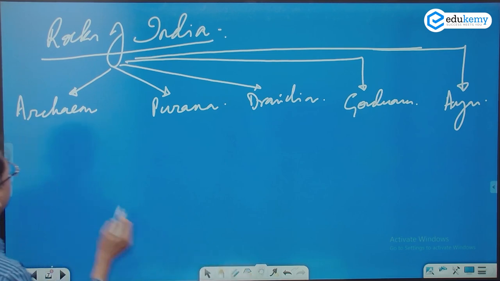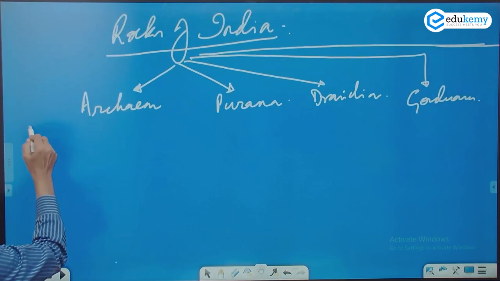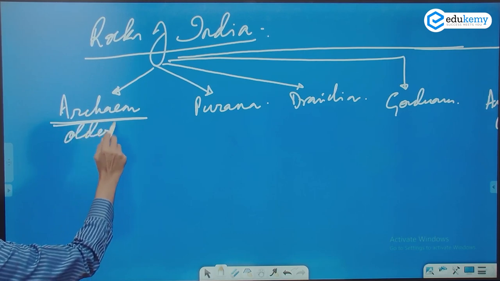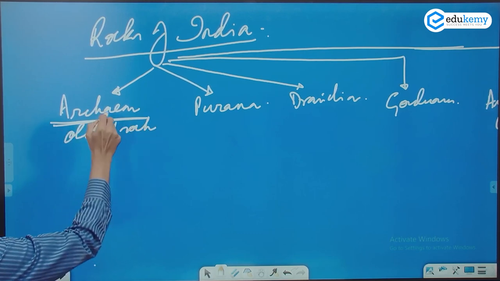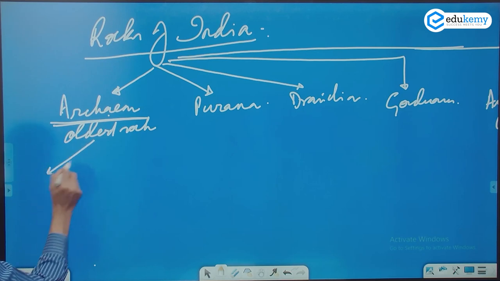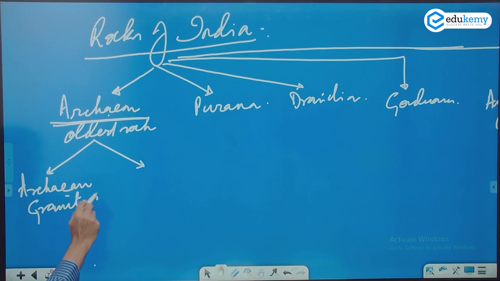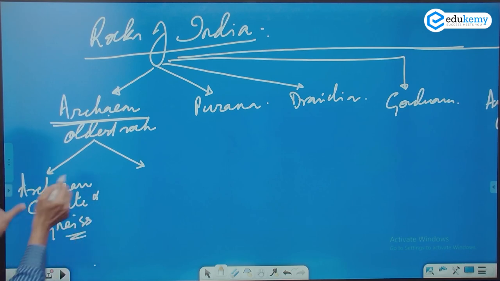Now, the Archean rocks, these are the oldest rocks of India. And Archean rocks are of two types. We have Archean granite and gneiss, G-N-E-I-S-S. These are the dominant rocks.